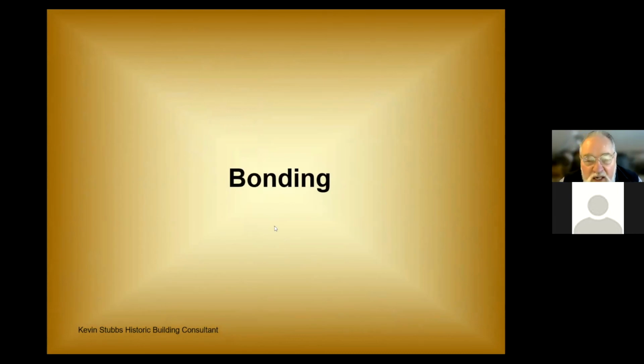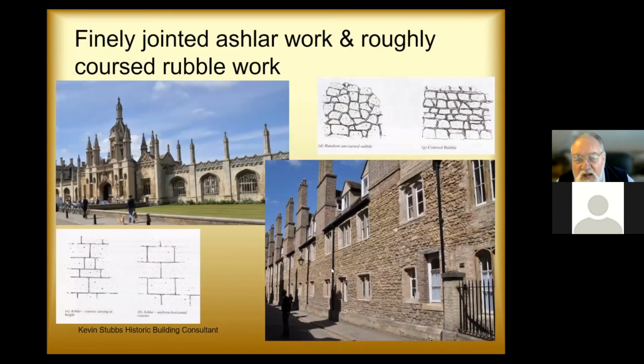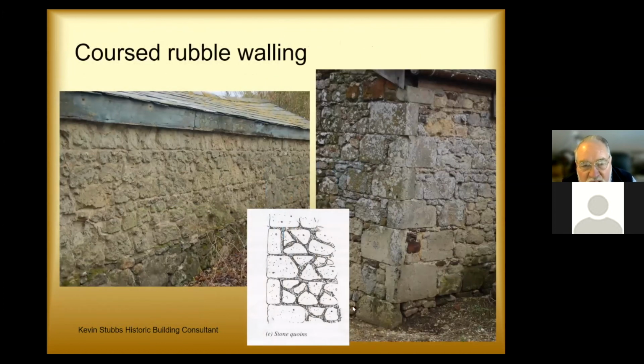Okay, very quickly now we'll move on to the way that the stonework is put together, the bonding of the stonework. And you get various styles. Here you can see you've got finely jointed work in this Cambridge College, where the joints are virtually invisible. It's very tightly, very fine stonework. On other Cambridge College buildings, you get this coarse rubble work, both coursed and uncoursed rubble work, giving a different character to the face of the building.